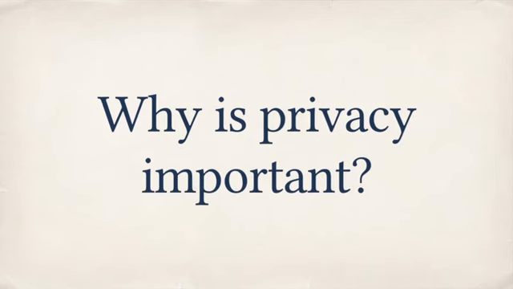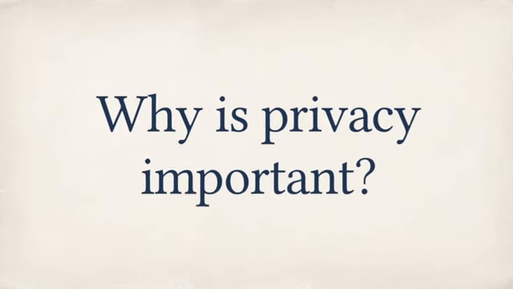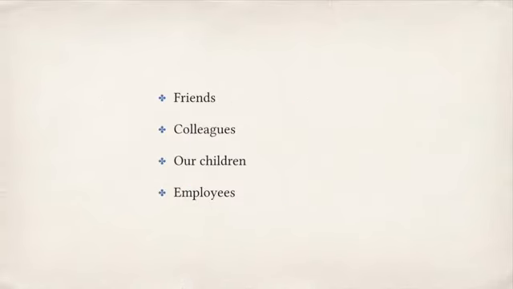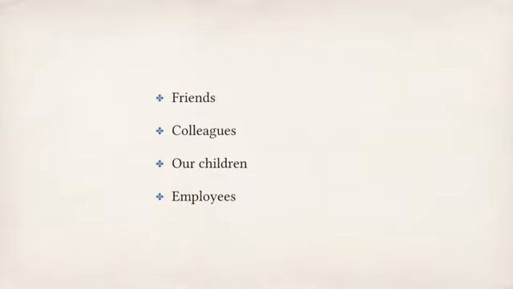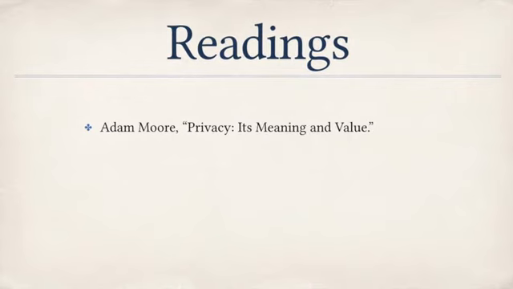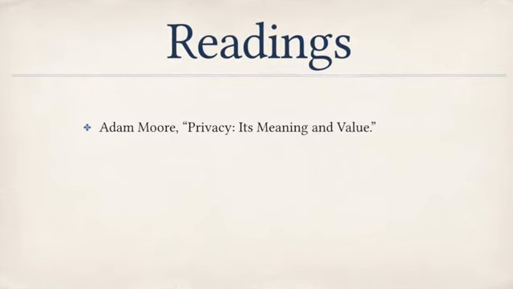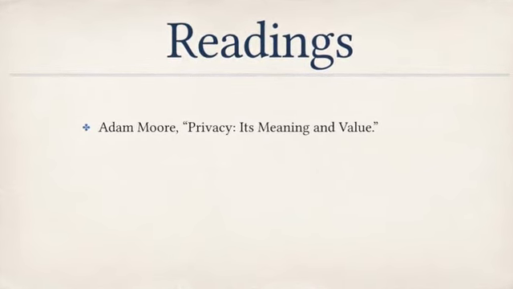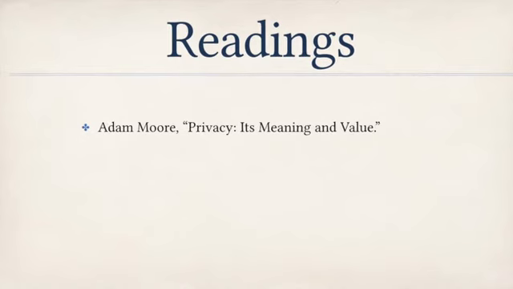In short, privacy is important because it helps us define our relationships with other people and various institutions. Once that privacy is violated, we lose a large measure of control over that relationship. Some of the authors we will be reading for this module will have slightly different takes on privacy. In our first article, we will look at Adam Moore's article, Privacy, Its Meaning and Value. Here, Moore argues for why privacy is about having control over access to oneself and to information about oneself.